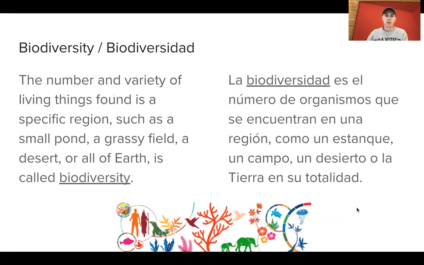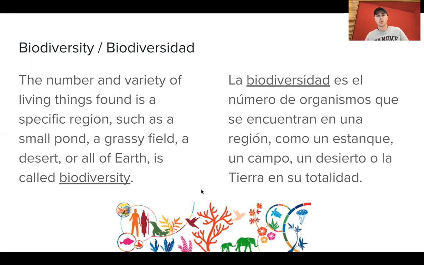So number 1, or key idea number 1, the definition. The number and variety of living things found in a specific region, such as a small pond, a grassy field, a desert, or all of Earth, is called biodiversity. Now, I want to call your attention to 2 words in this definition. We see the number and variety.